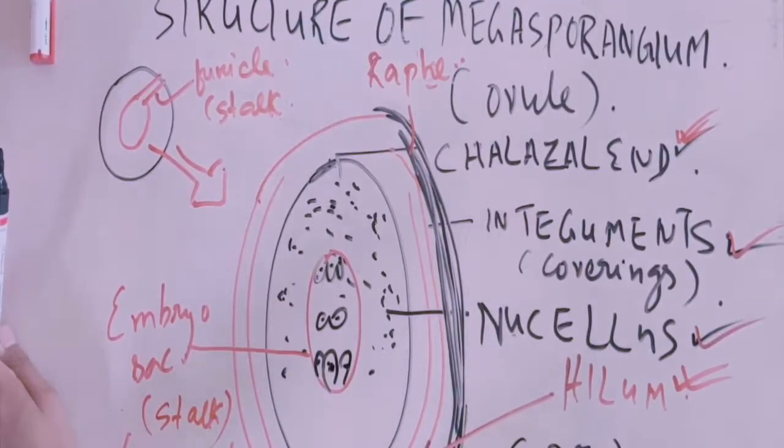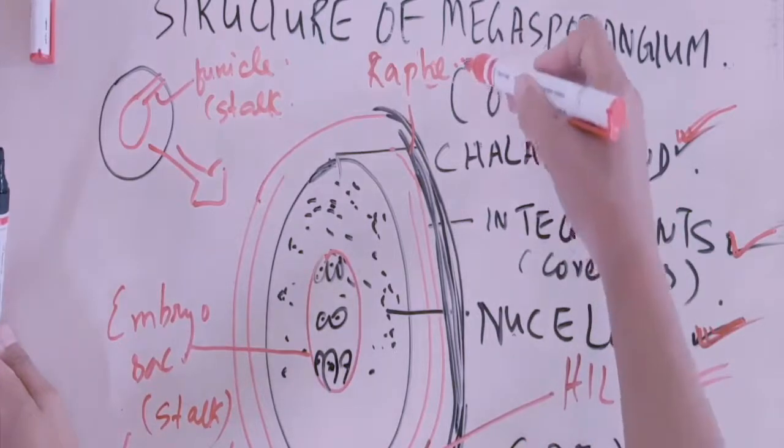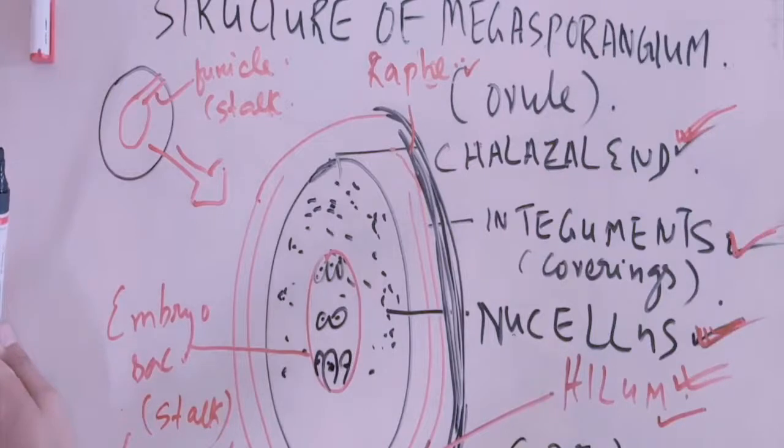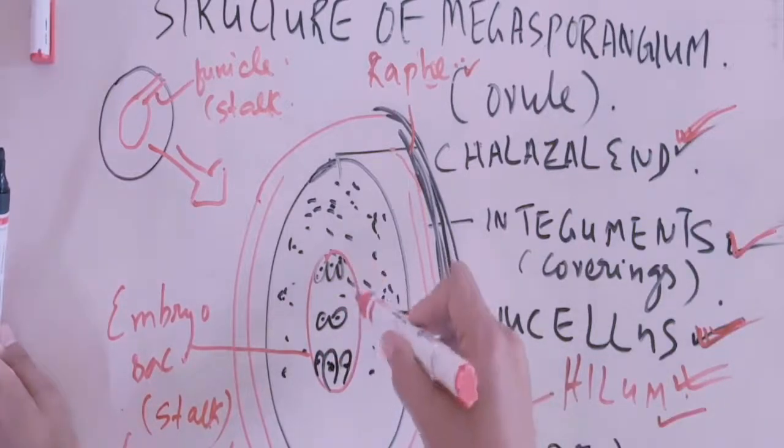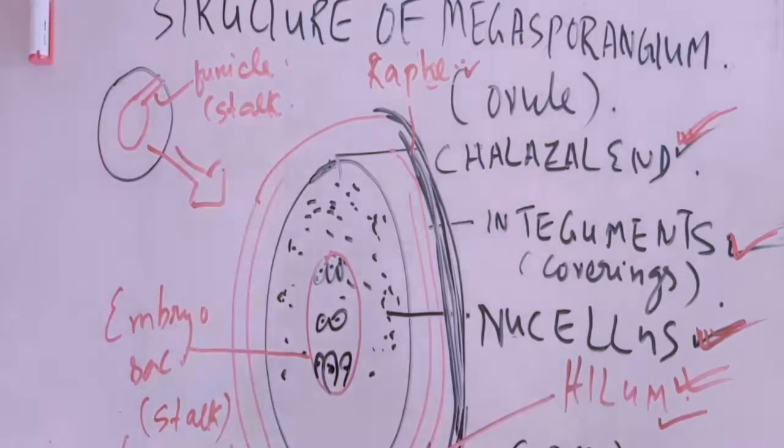Micropylar is the pore where there is an opening. Opposite to micropylar is the chalazal end. The coverings are known as integuments. Nucellus is present in the central portion, where it supplies food and other processes. And then hilum is the attachment to the body. Raphe is the extension of funicle. And inside we have embryo sac, and embryo sac we are going to study in detail later. So here is the structure of ovule. Drawing and labeling. We can go to the next.